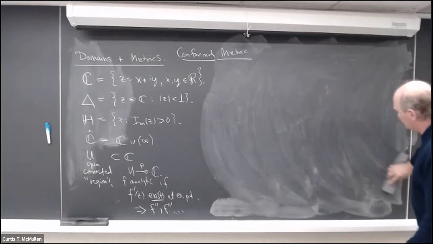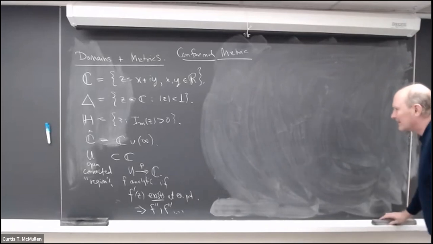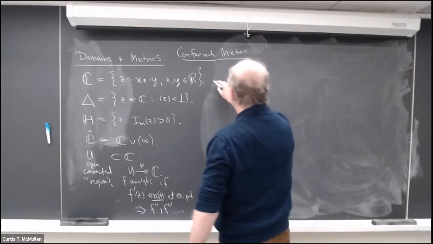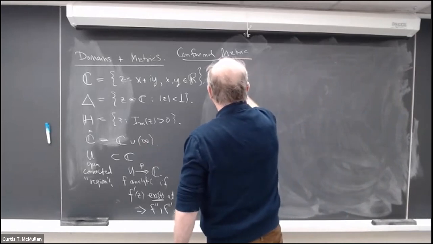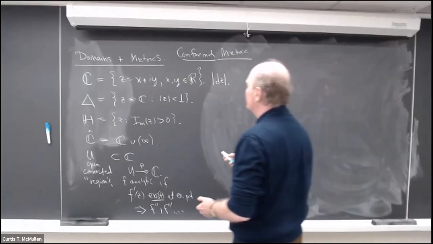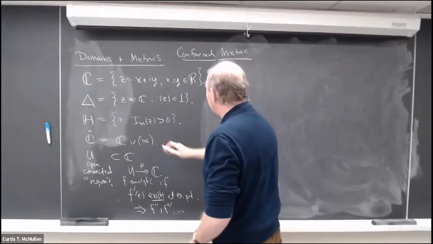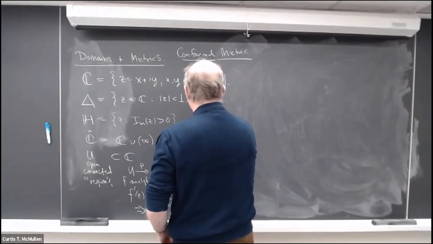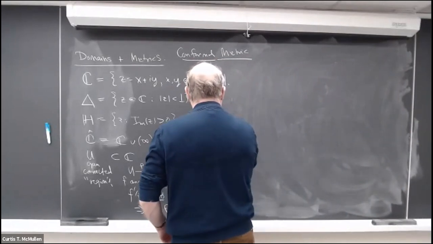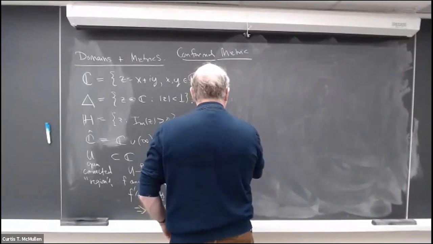And let me say what the metrics are. So on the complex plane, we usually use the metric |dz|. This is just the Euclidean metric on the plane. On the Riemann sphere, we use what's called the spherical metric, which is 2|dz| over 1 plus the absolute value of z squared.